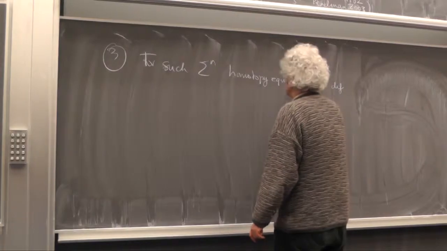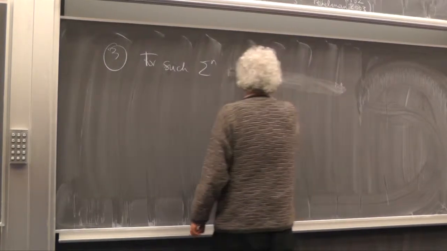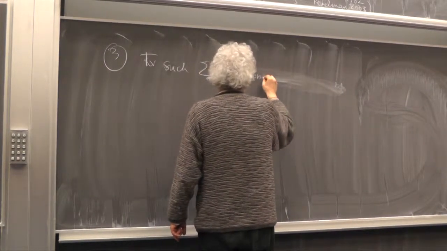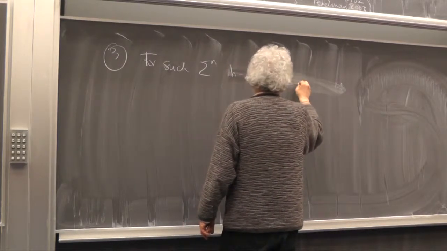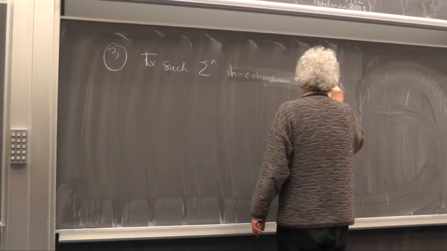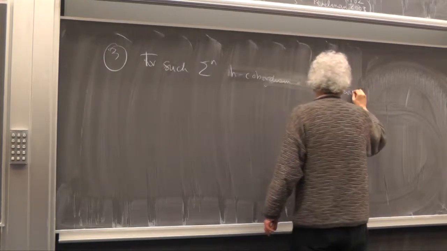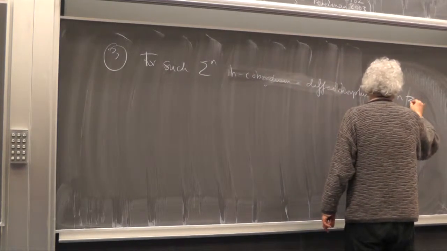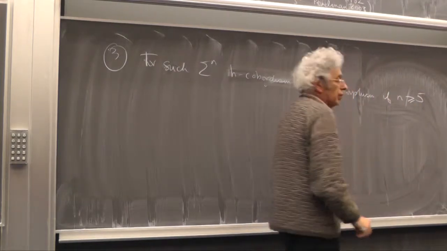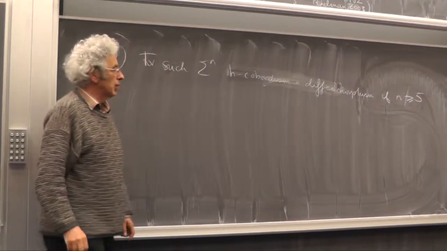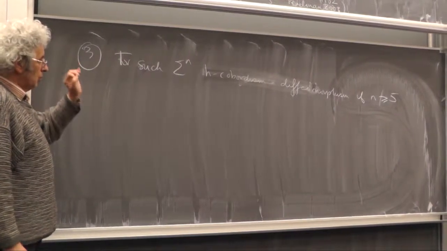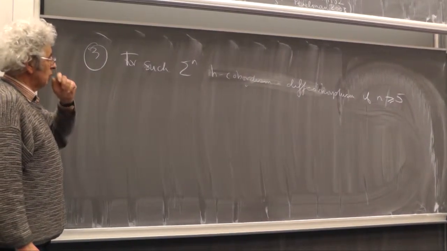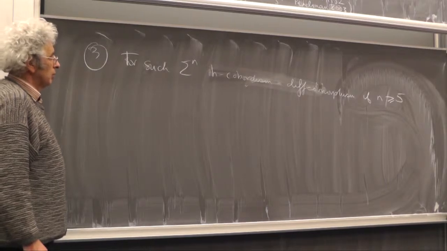Oops, h-cobordism. What I mean is not homotopy equivalence. h-cobordism. We still don't know the four-dimensional Poincaré conjecture in the smooth category, but we do know that h-cobordism implies diffeomorphism for n greater than or equal to 5 by Smale.